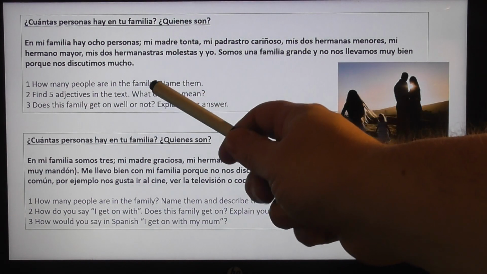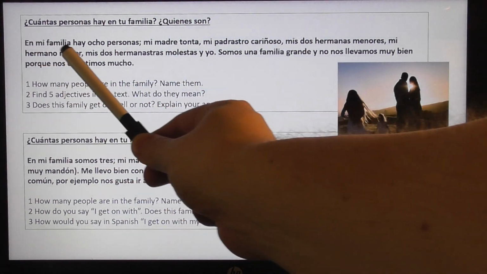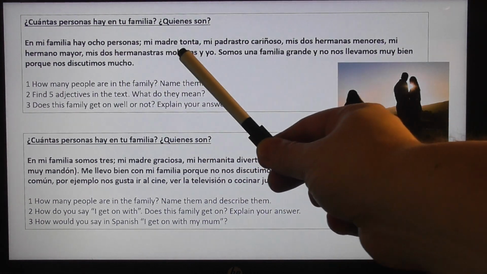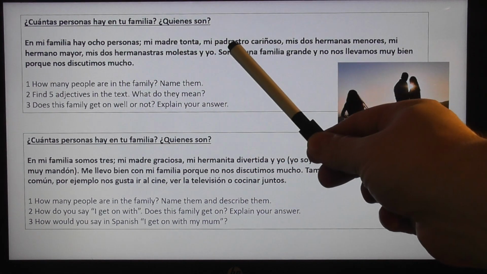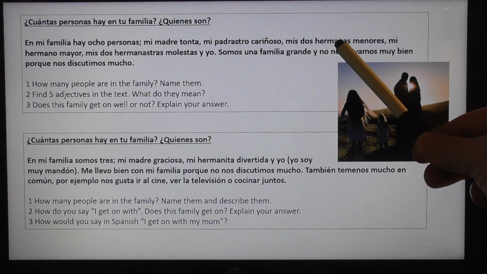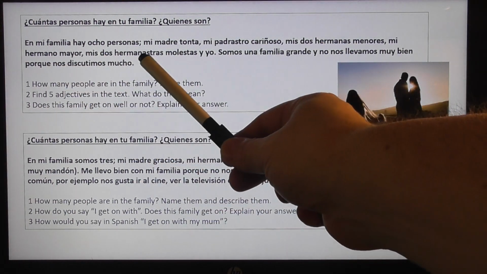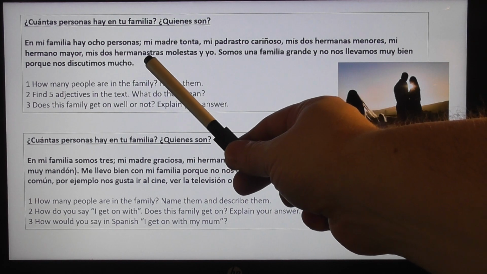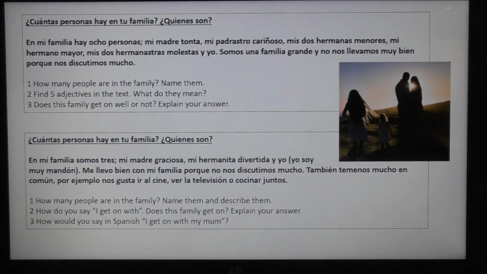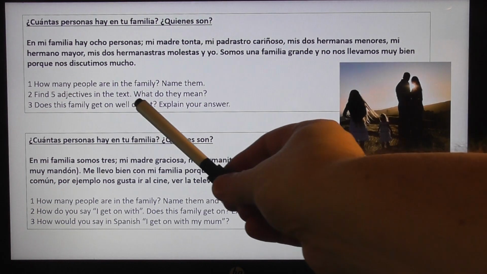Okay, how many people are in the family and name them? Let's have a look. In my family there are 8 people. We've got mum, stepdad, 2 sisters, 1 brother, 2 stepsisters. Okay, so big family. Find 5 adjectives in the text and what do they mean?